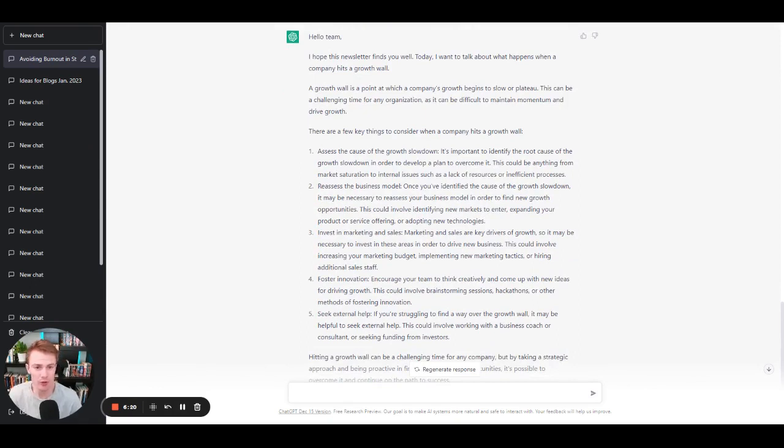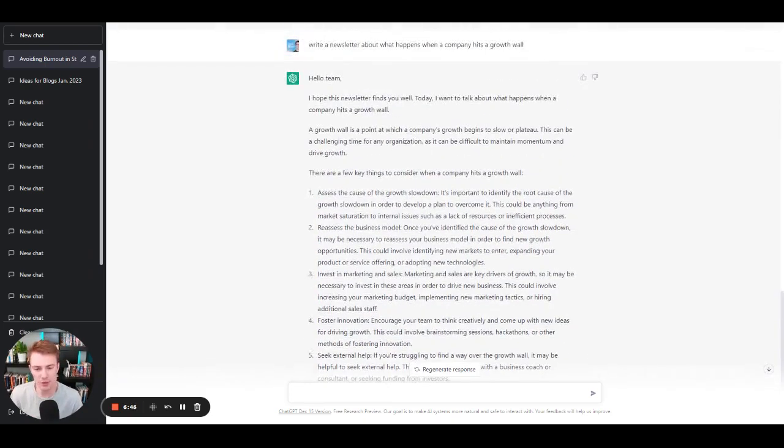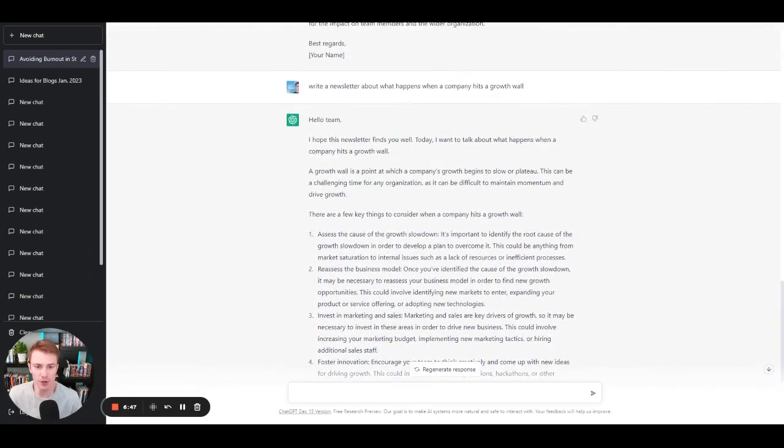When you hit a growth wall, your company's growth begins to slow or just plateau completely. And so that could mean that you need to invest in marketing and sales. You need to increase the amount of new customers coming in, or you can decrease churn. So, assess the cause of the growth slowdown, extremely important. So I would structure this differently and I would introduce concepts a little bit differently, but it's a great starting point for a newsletter about what happens when a company hits a growth wall.